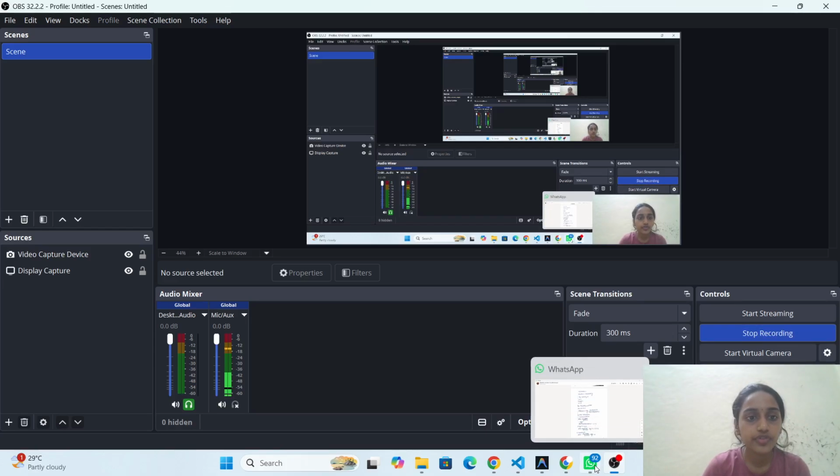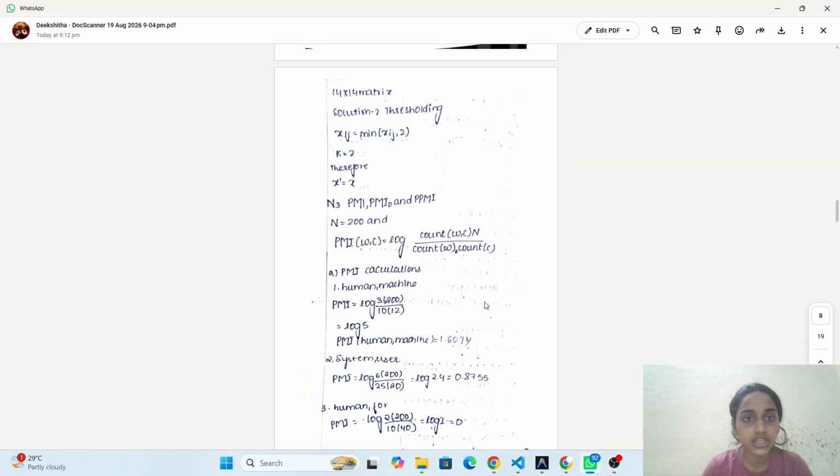SVD for word representation. Singular value decomposition, commonly called SVD, is a mathematical technique used to reduce the dimensionality of the word context matrix. In natural language processing, SVD can be used to convert a larger word context representation into a smaller, denser word vector.